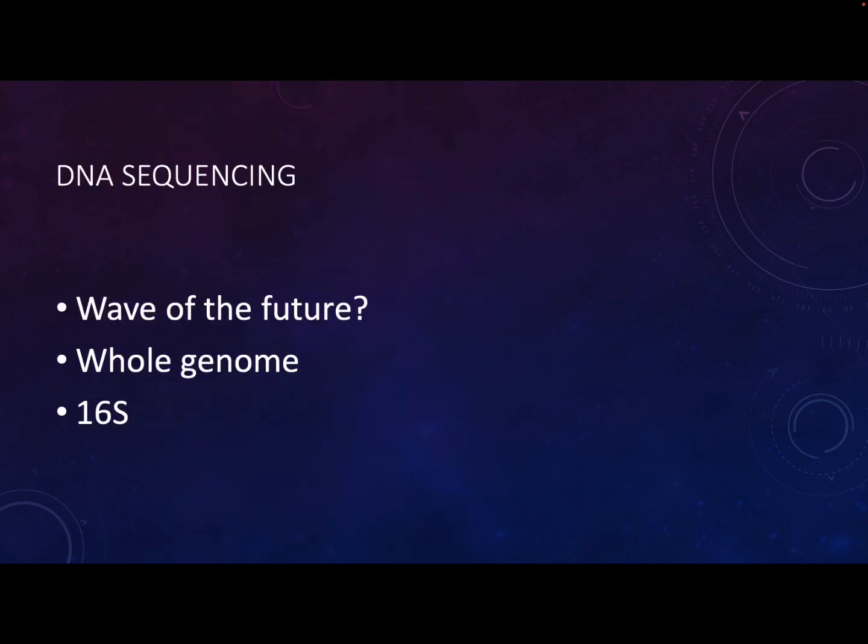But of course, DNA sequencing, actually getting the order of the base pairs of DNA, is going to be very accurate. It's the wave of the future, basically. There are a couple of different types of sequencing we could do. We could do whole genome sequencing. That used to be more expensive. It used to not be realistic. It used to take a long time.